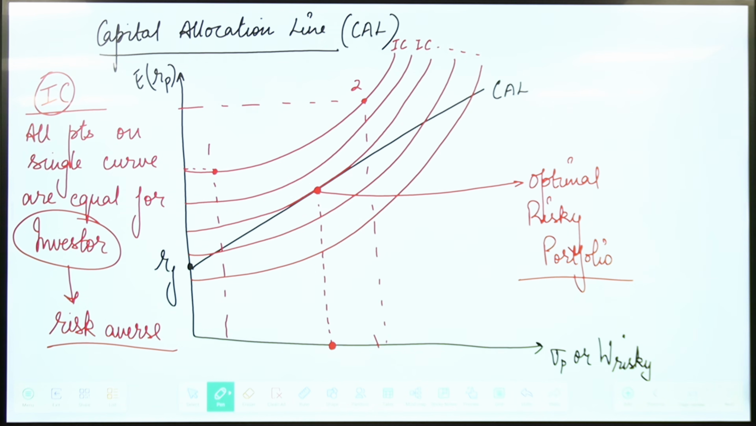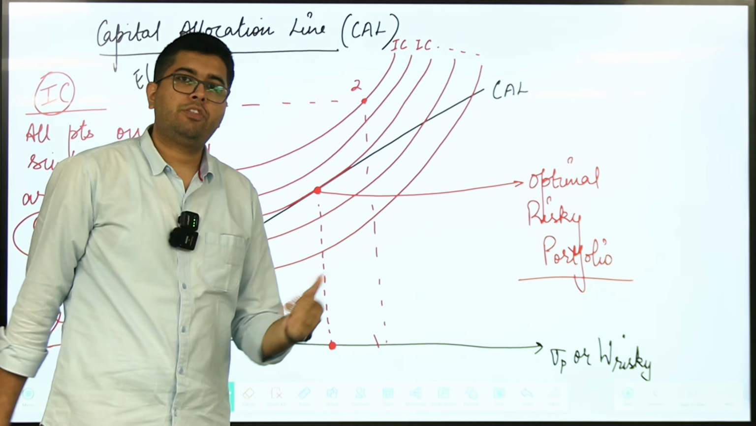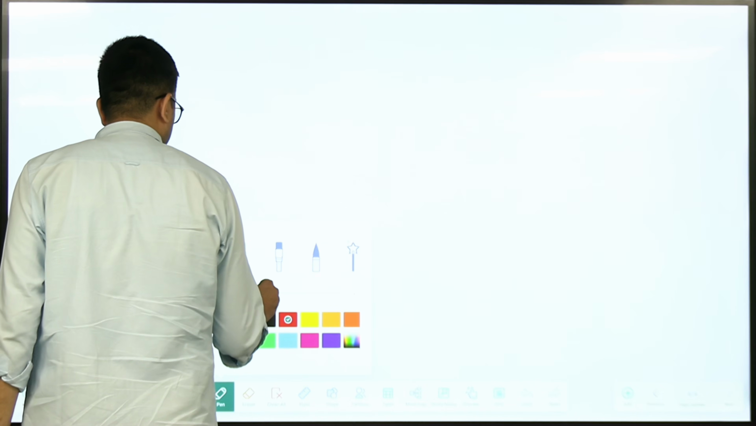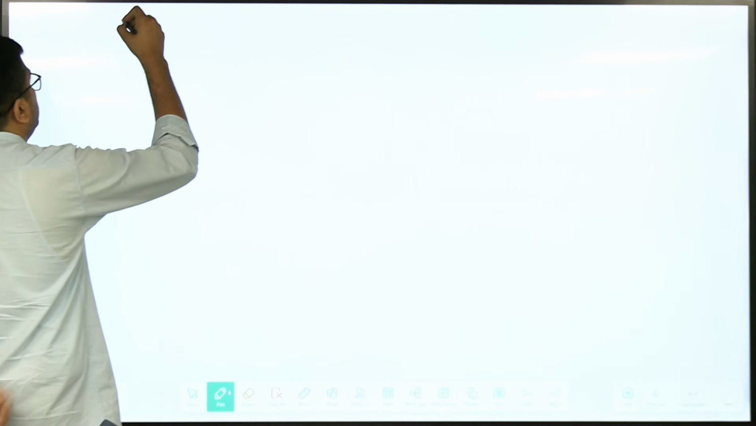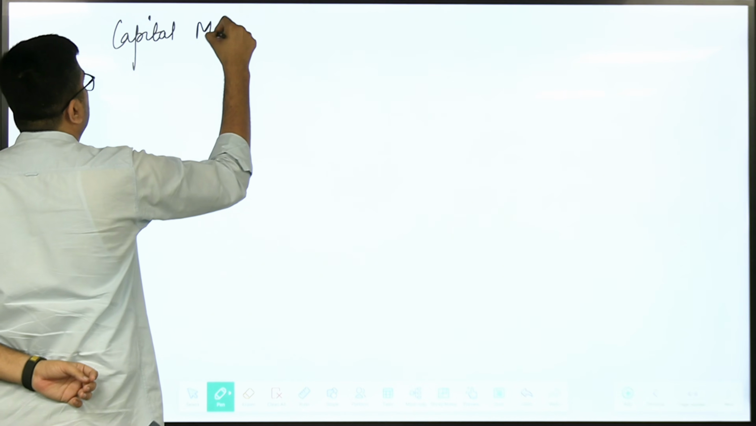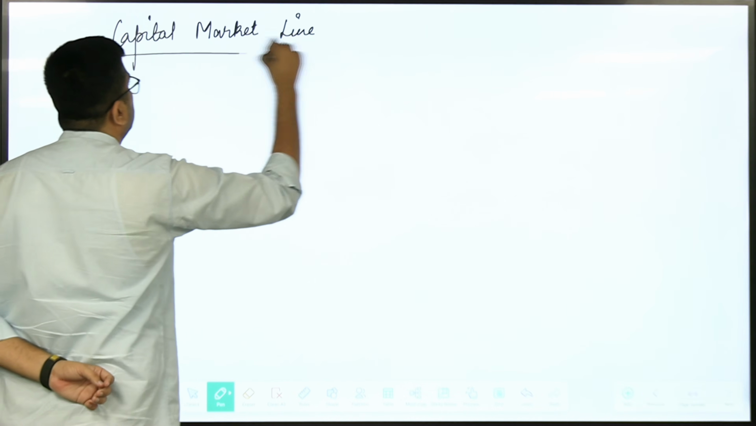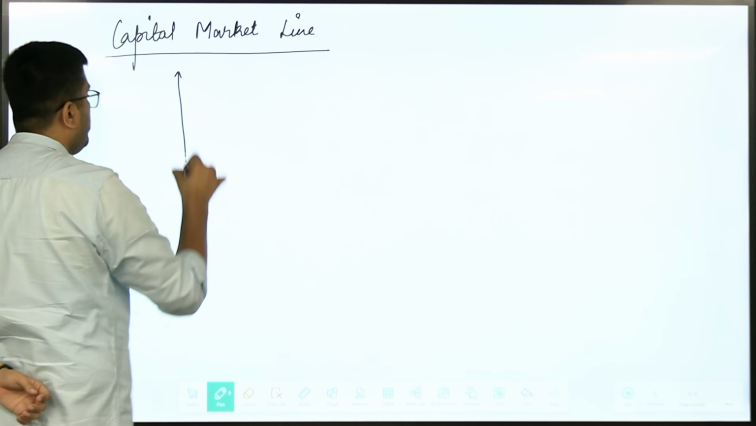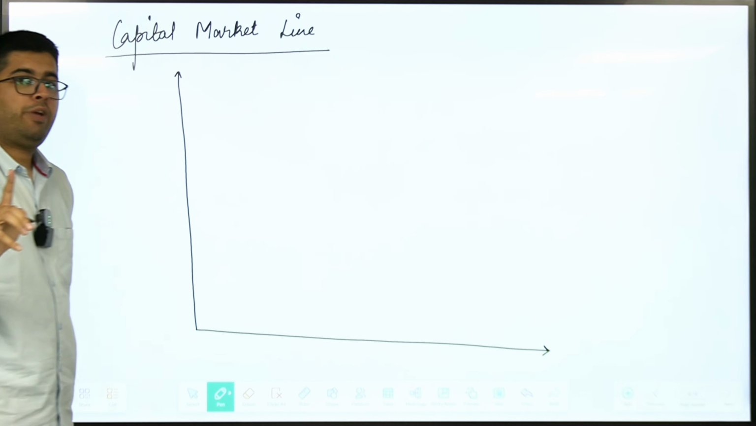All right. So this is the first theory which tackles the entire problem from an investor's point of view. Now let's look at the second theory, which focuses on the market as a whole. So this is capital market line. Capital market line is the theory of optimal portfolio or optimal risk from the perspective of market.